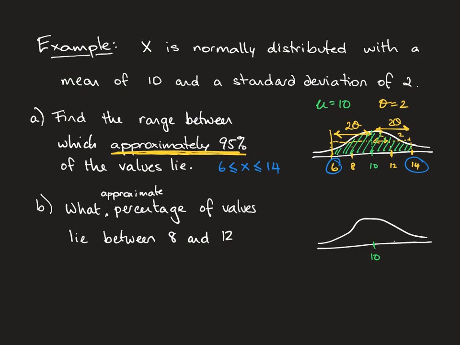Our standard deviation is 2, which means 12, 14, 8 and 6. So we're asked for what percentage lies between 8 and 12. Those two values are the mean minus 1 standard deviation and the mean plus 1 standard deviation, and that is our 68%. So approximately 68% of the values lie between 8 and 12. Let's have a look at a different example.